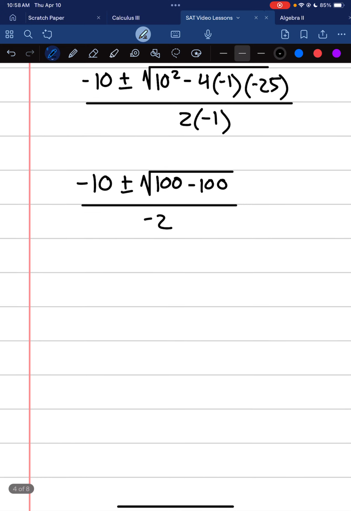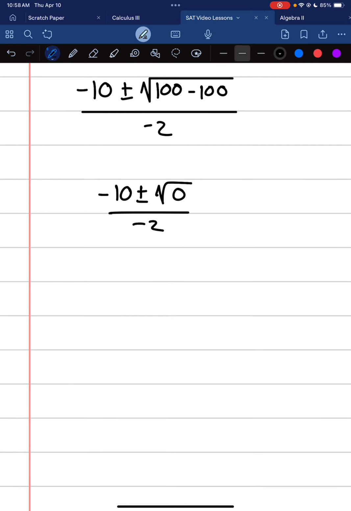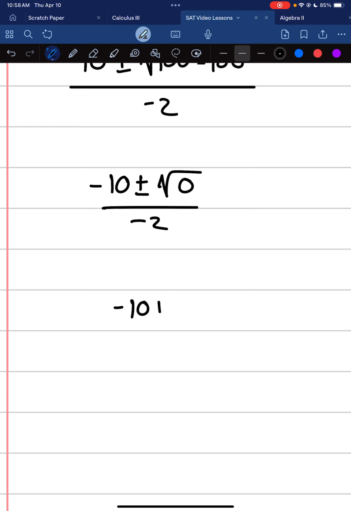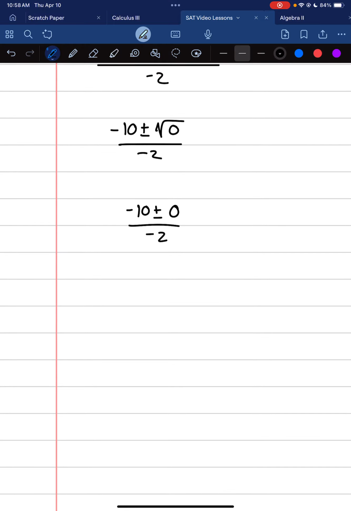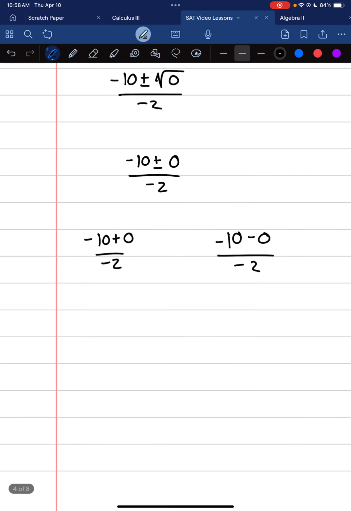Now notice how inside this radical, that's just going to be 0, right? 100 minus 100 is 0. So we have -10 plus or minus the square root of 0 over -2. And the square root of 0 is just 0, so we end up with -10 plus or minus 0 over -2. And if we split this up into our two solutions, we're going to end up with -10 plus 0 over -2, and -10 minus 0 over -2. And if we simplify these, we get -10 over -2 and -10 over -2, or 5 and 5.